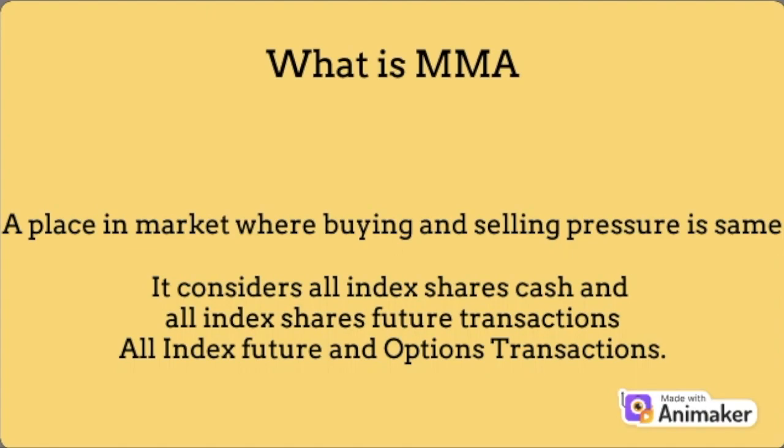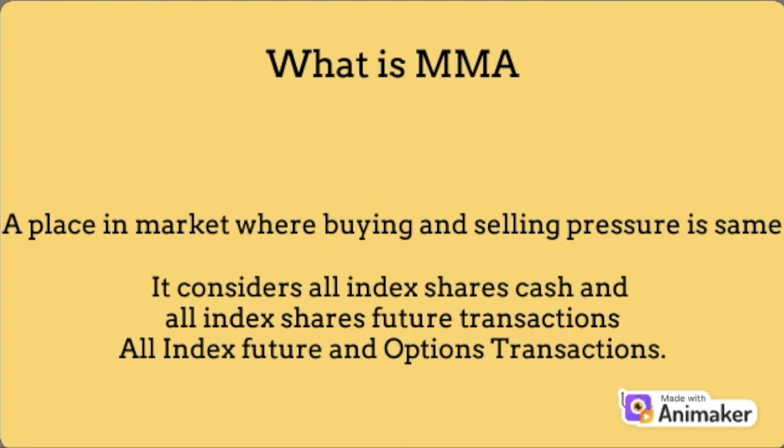MMA is basically a point in the market where we can say that buying pressure and selling pressure are almost the same. To calculate MMA, we have to consider all index shares, all of their futures and index futures and option transactions. We have to consider all of them, and after that we can find a point in the market where it can be a really good support resistance. It's basically a major line in the market for the day, for today's trading session.